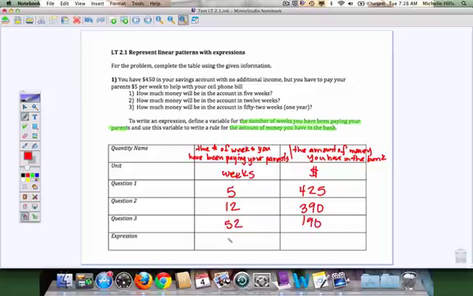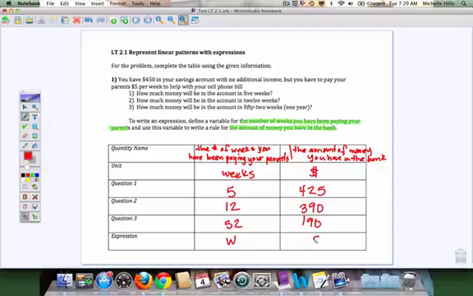Now my expression, the first one is just my variable. If it's weeks, I'm going to use W. The way that I calculated how much money was left in the account was I took the $5 per week times the number of weeks. Oops, and I need to move this over. Sorry about that.